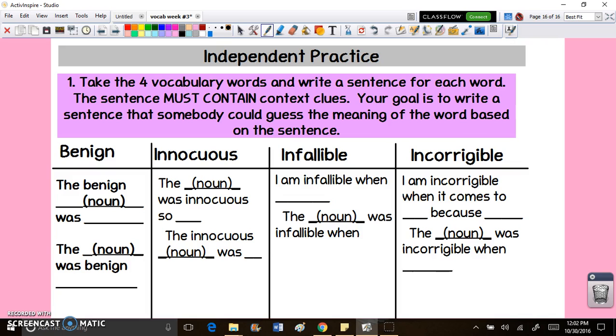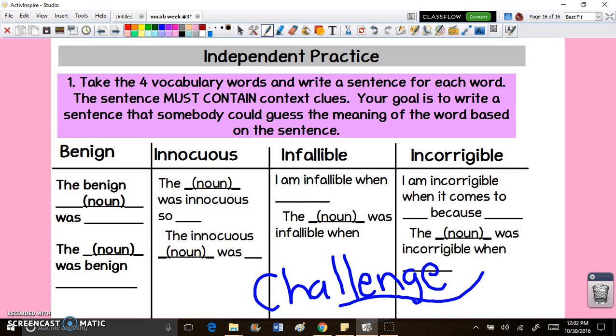Just come up with your own sentences. And of course, as always, try to challenge yourself. If you can use some previous vocabulary words in these sentences as well, that'll always get you bonus points.